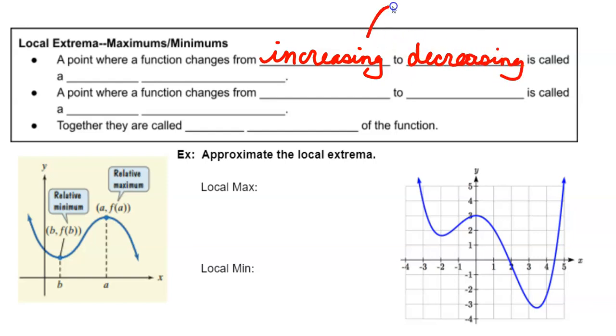So if I change from increasing on my function to decreasing on my function, so I go up and I go down, what happens? It's like I'm climbing a mountain. I go up and I come down. I have a maximum point. We call that a local maximum.